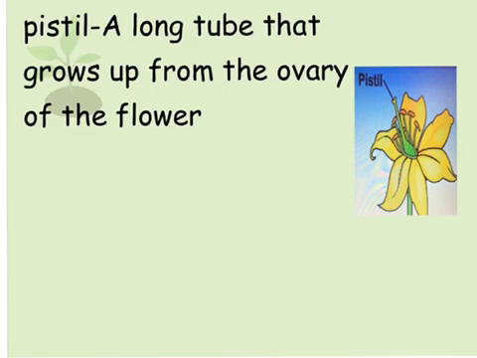And next we come to a pistil. Pistil is the long tube that grows up from the ovary of the flower. Again, this is the pistil here, this part that's entirely green.